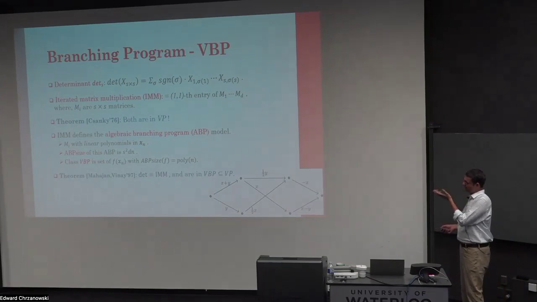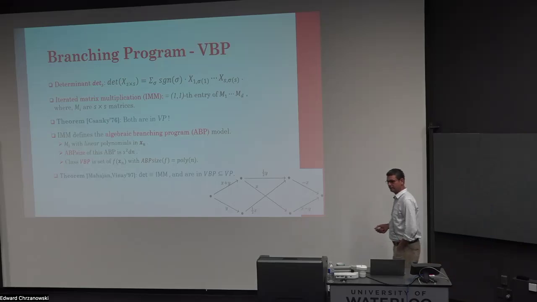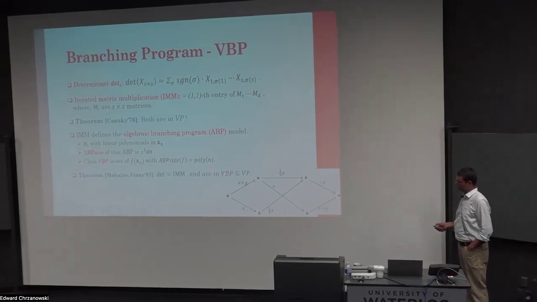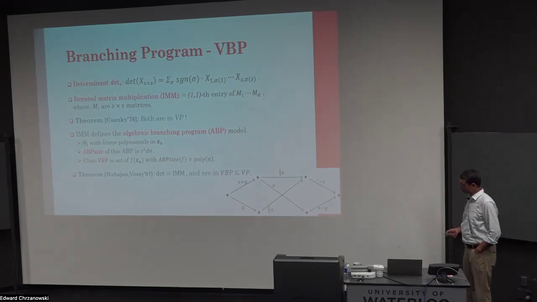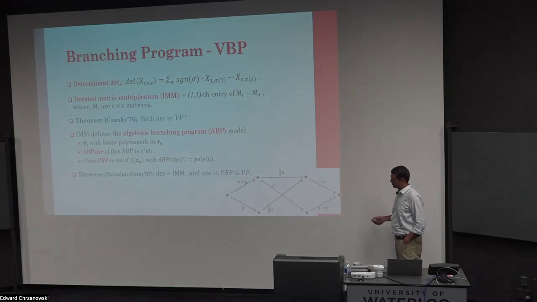And it's a very nice combinatorial interpretation of the determinant. So this is a theorem by Mahajan and Vinay, whose proof is a beautiful combinatorial interpretation of the determinant polynomial. And so overall, what we have concluded is that VBP is in VP. Okay, so all the linear algebraic computations that you do are also implementable via circuit.